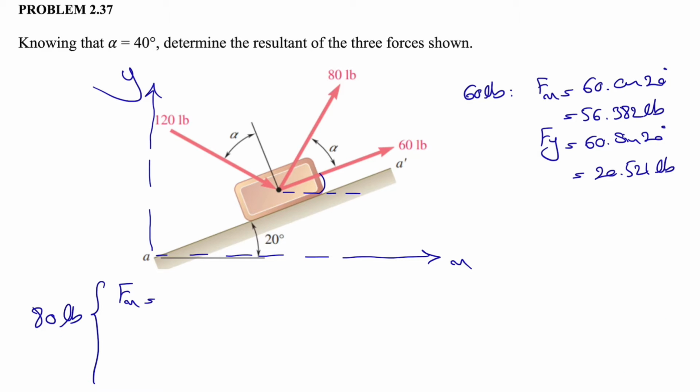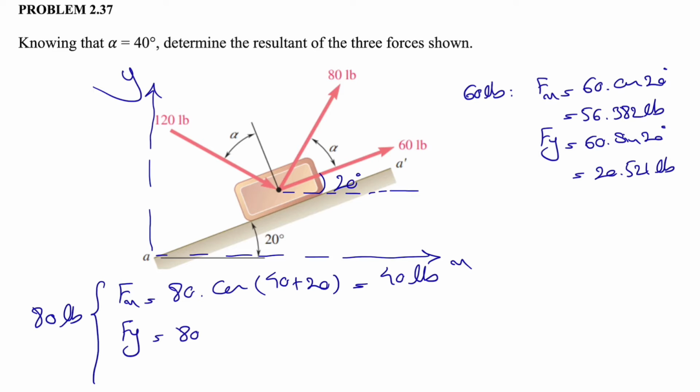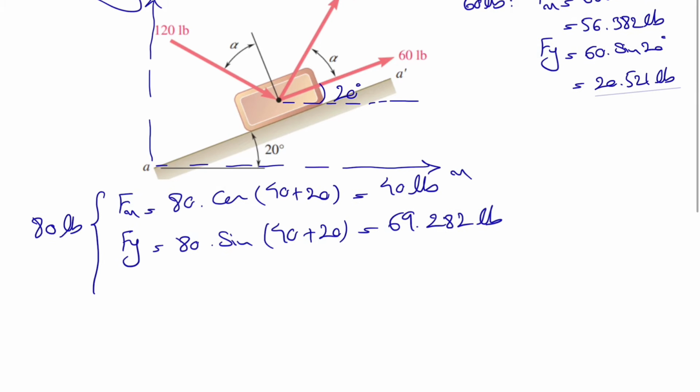Let's move on to the 80 pound force. So for Fx of 80 pound, we'll have 80 pound times cosine of alpha, which is 40 plus 20. So this will be 20 degrees as well. So our degree for x will be 40 plus 20 degrees, which will be 40 pounds. And for Fy of this force, we'll have again same angle, 40 plus 20, and that would give us 69.282 pounds.